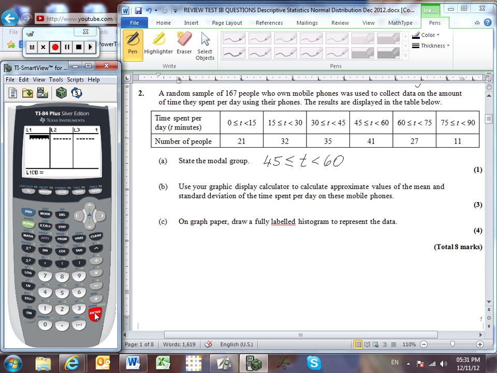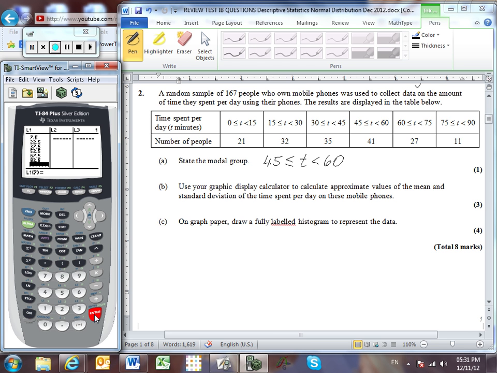You'd have to reset your calculator with +712 in order to bring those back. Alright, so we need to put in our mid-interval values for List 1. So that's going to be 7.5 and 22.5, and 37.5, 52.5, 67.5, and 82.5. Those are all my mid-interval values.